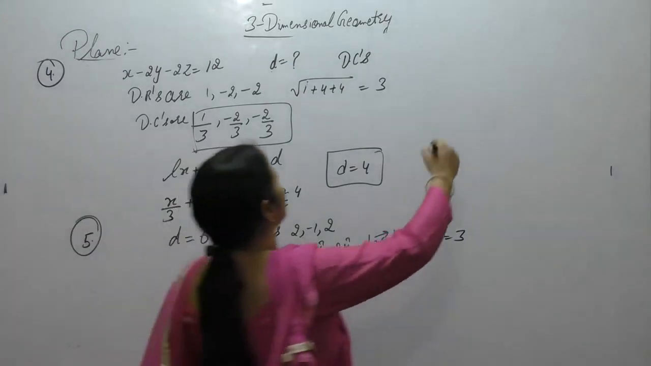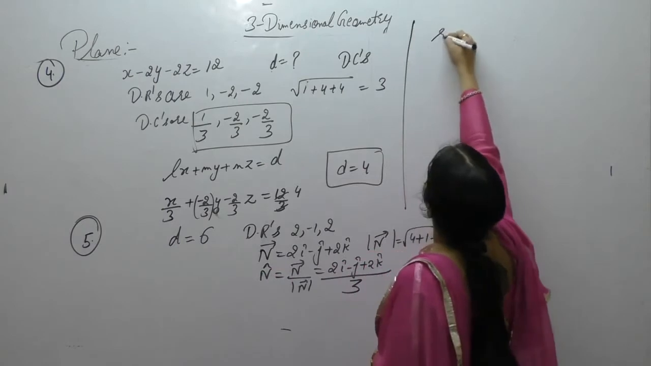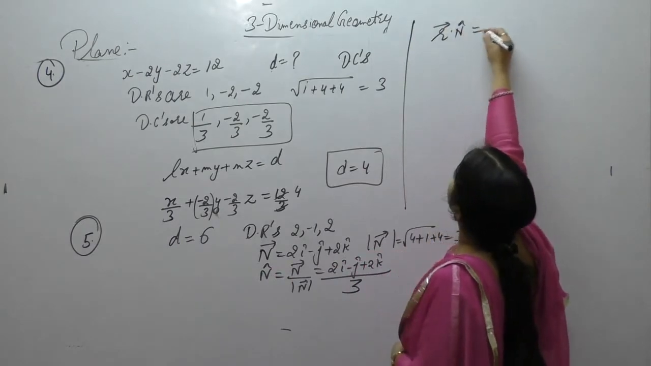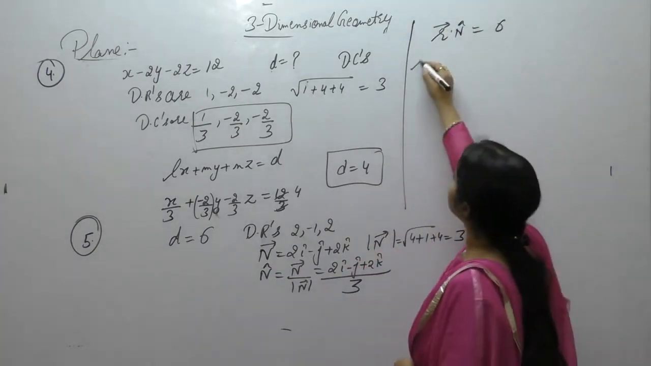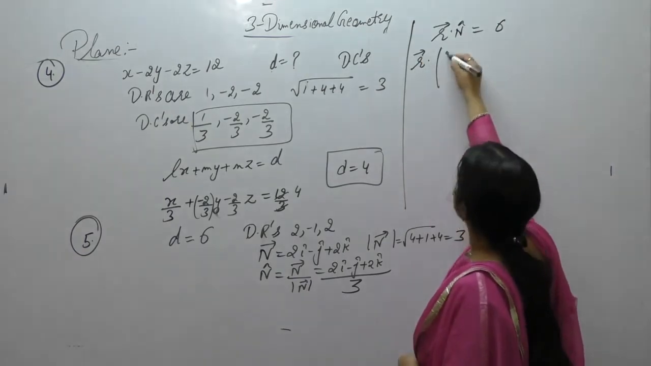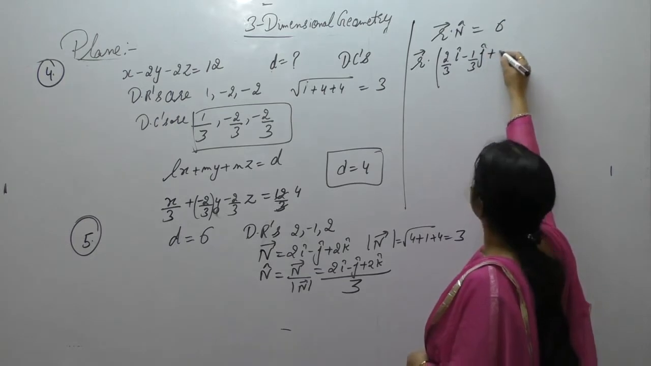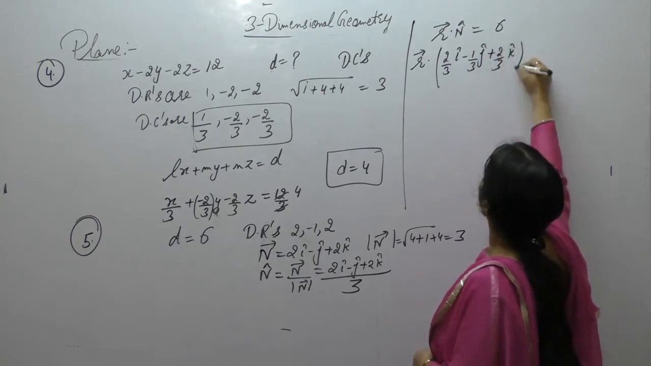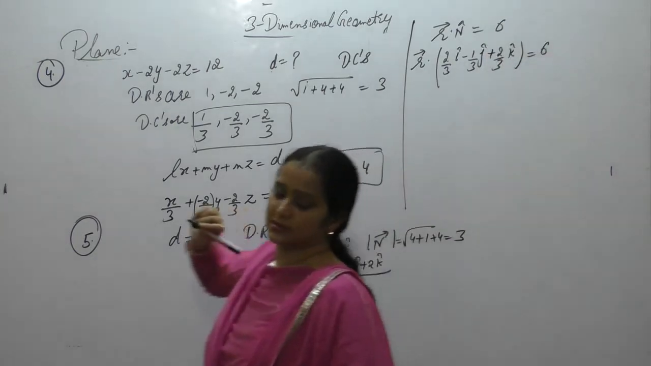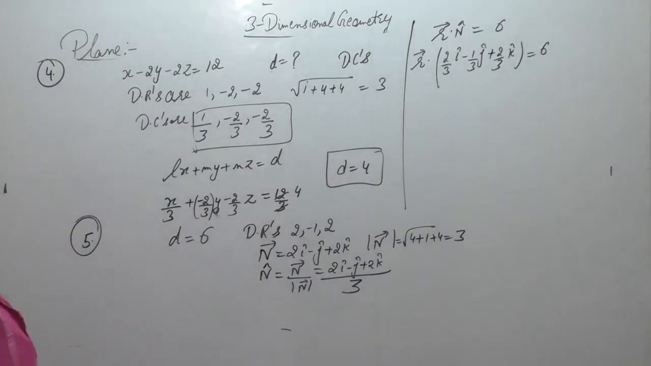D is given 6. So r vector dot n cap equals 6. N cap is 2 by 3 i minus 1 by 3 j plus 2 by 3 k, so r dot that equals 6. Now what do we want to find? The vector equation of the plane, we have got it. Also find the coordinates of foot of perpendicular.